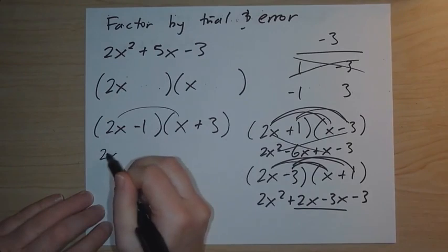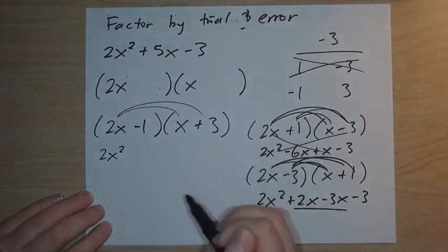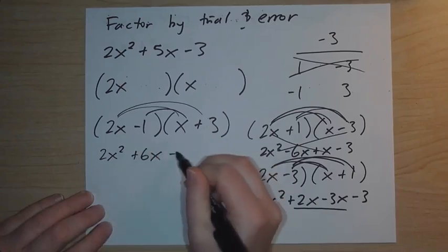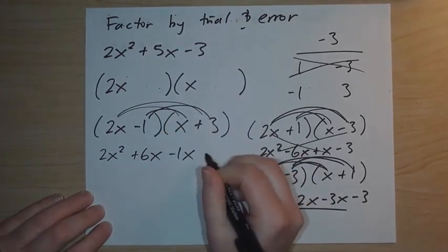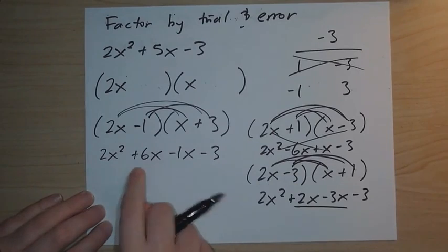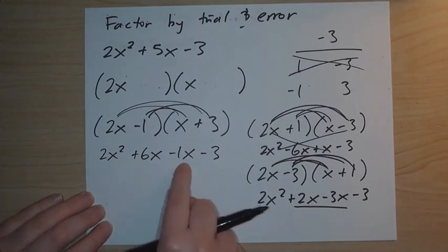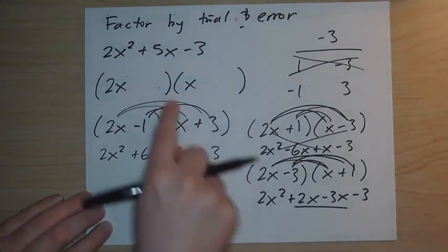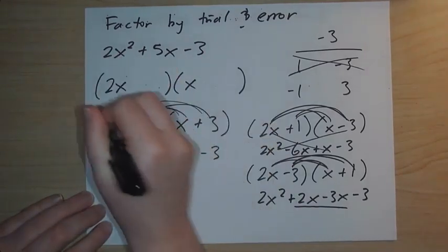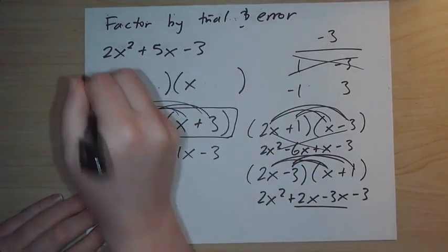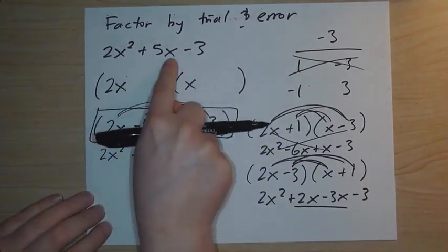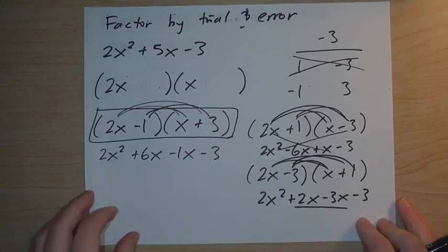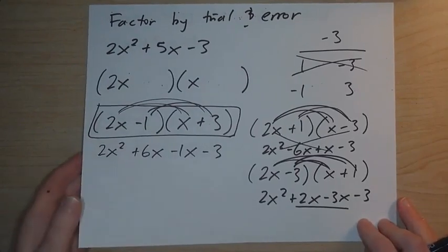So we have 2x squared, plus 6x, minus 1x, and then minus 3. And if we solve this, 6x minus 1x is in fact 5x. So because it gives us what this is up here, we know that this is the proper way to factor 2x squared plus 5x minus 3.